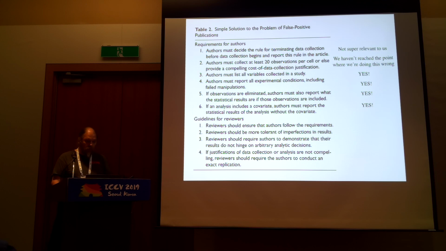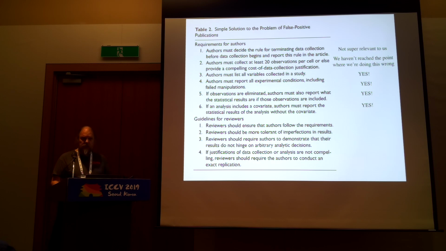Report all experimental conditions, including failed manipulations. Yes, in great big red capitals. We don't do that, and we should. If observations are eliminated, you have to report what the results are if those are included. Now, the eliminated observations are all those trial runs where the thing you did didn't quite work, and it didn't quite work because you weren't understanding it, so you sort of pretend it isn't there and do it differently next time. You really should report that.